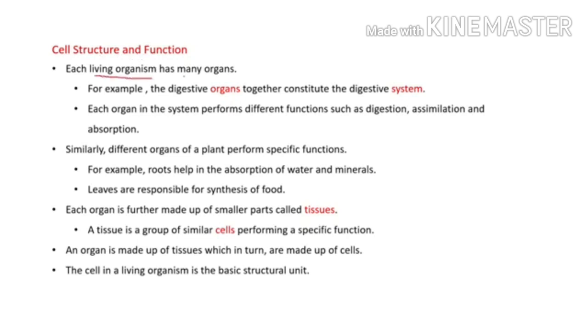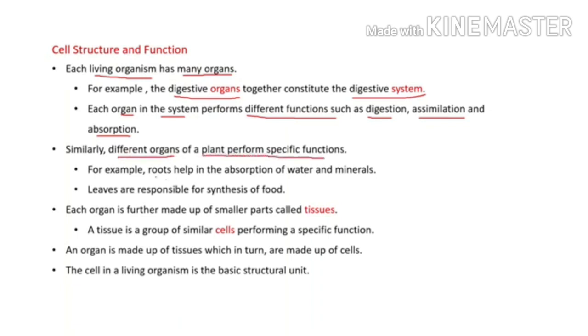Now comes the cell structure and function. Each living organism has a number of organs. For example, we have digestive organs, which together constitute digestive system. Each organ in the system performs different functions such as digestion, assimilation and absorption. You have learnt all this in class 7th.